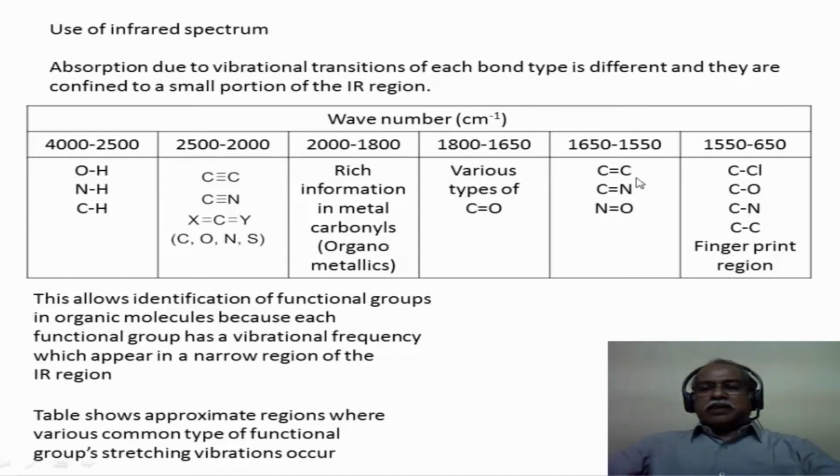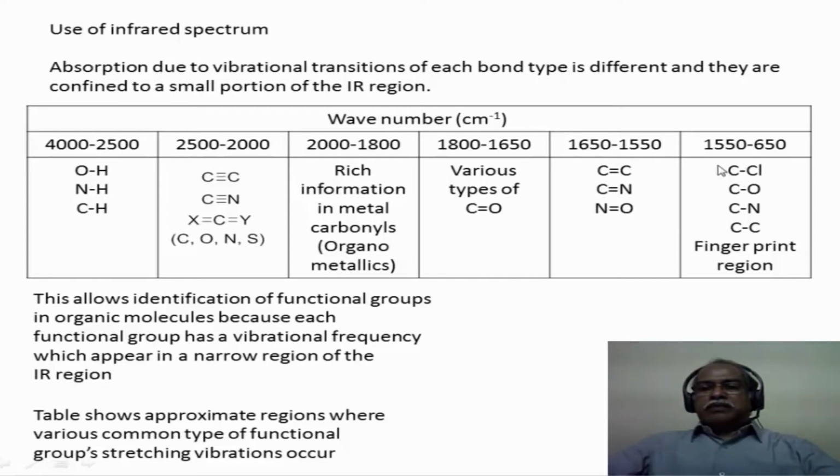Now 1650 to 1550 is the double bonded region, where C double bond C, C double bond N, N double bond O kind of functional group, be it olefinic or imino functional group or nitro functional group, can be detected in this particular region.